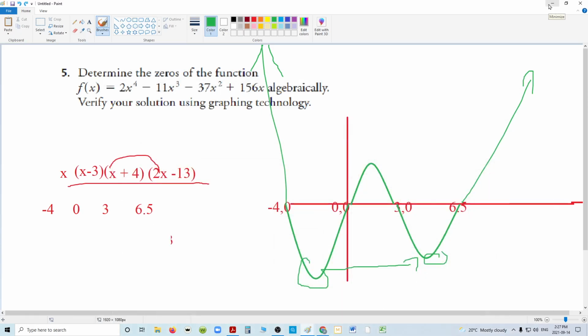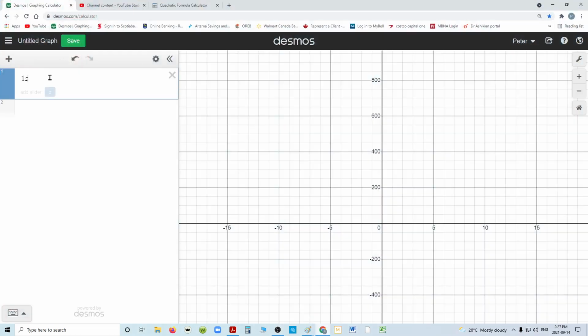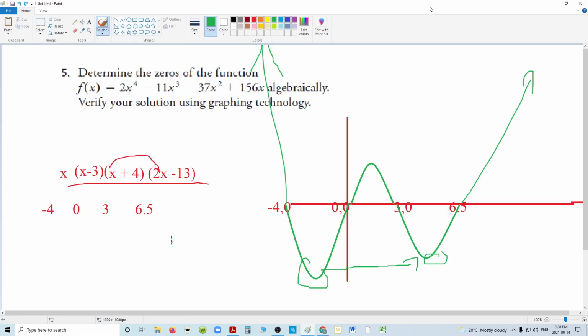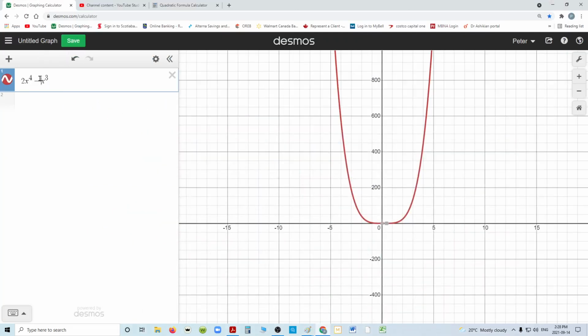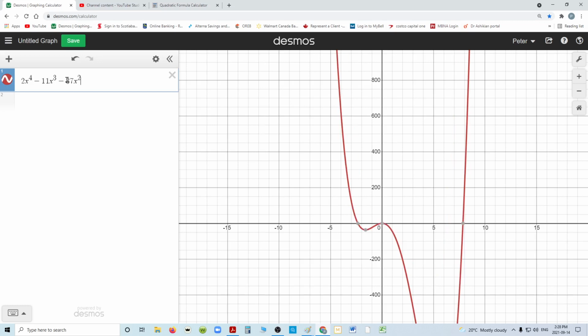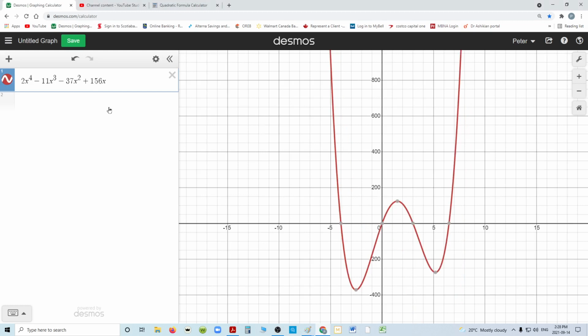It is 2x to the 4 minus 11x cubed minus 37x squared, and the last one was plus 156x. Hopefully I wrote that down right. There's the minus 4, there's the 0, there's that, there's the 3, and there's the 6.5.